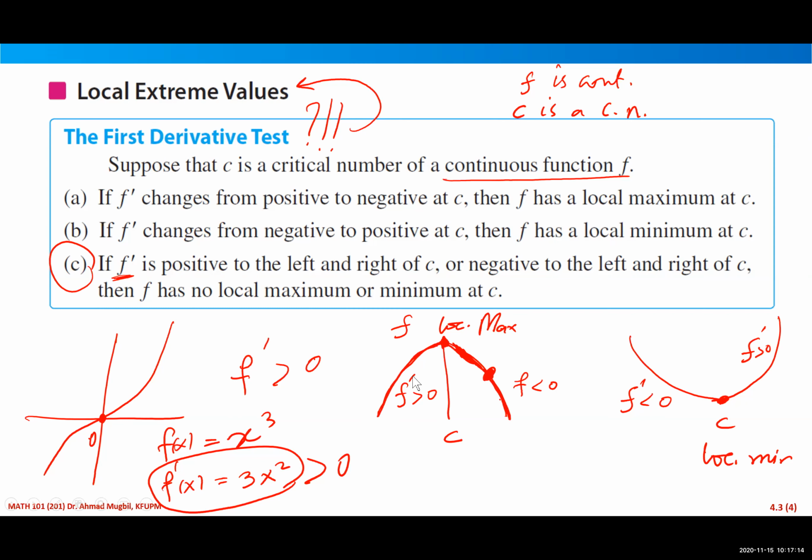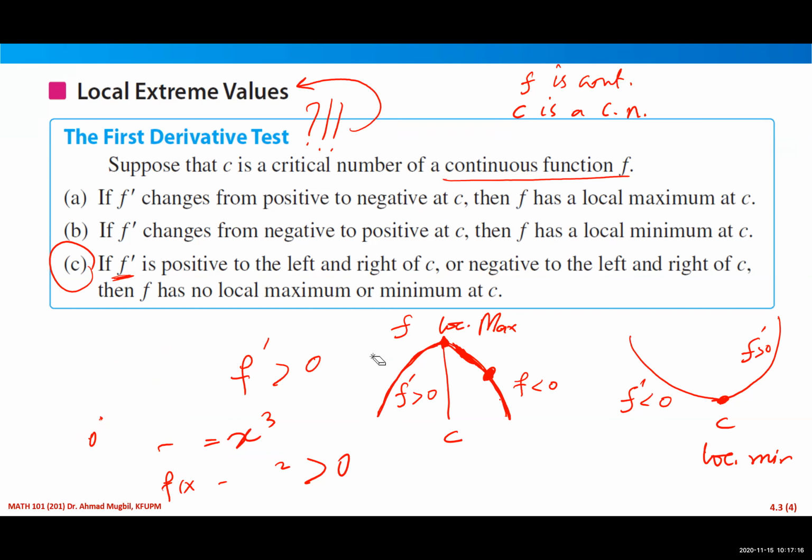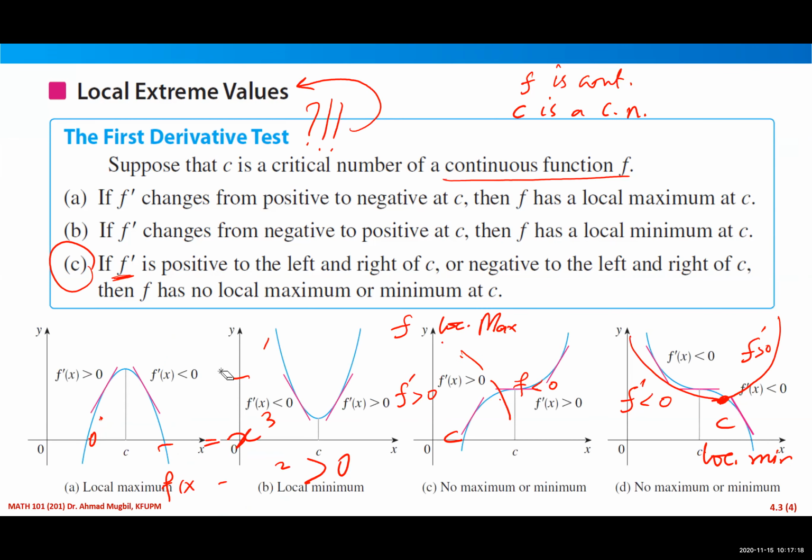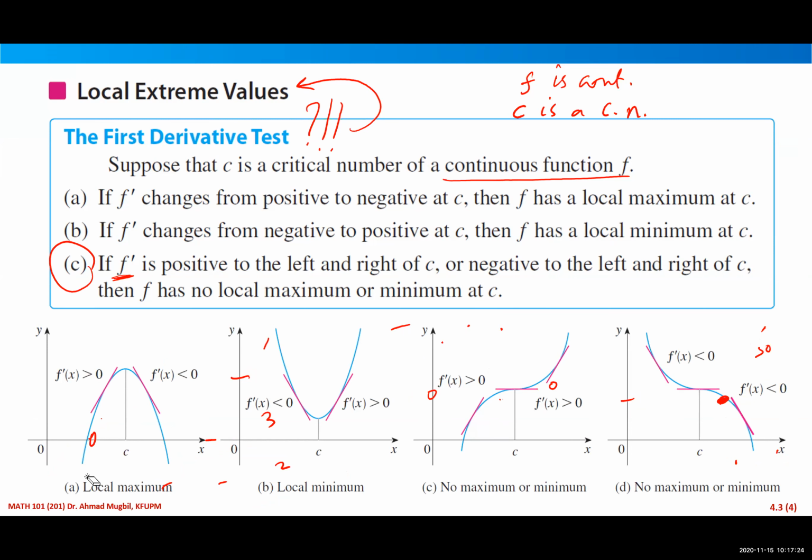Let's go back, ya shabab. Let me explain it here. I think it is better than my sketch here. Look here. Here the function, the derivative here is positive, ya shabab, increasing, and here it is decreasing.